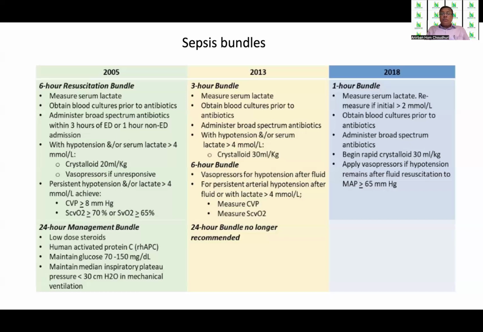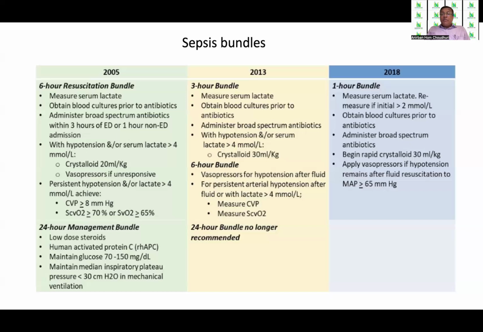Finally, when we look into the 2018 sepsis bundle, we find that there is a 1-hour bundle, which consists of 5 interventions. 1, measure serum lactate, remeasure if the initial value is more than 2 millimoles per liter. 2, obtain blood cultures prior to administering antibiotics. 3, administer broad spectrum antibiotics. 4, begin rapid crystalloid infusion at the rate of 30 ml per kg. And 5, apply vasopressors if hypotension remains even after fluid resuscitation to maintain a MAP of equal to or more than 65 millimeters of mercury.